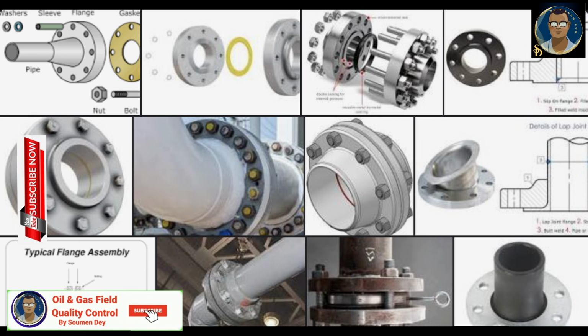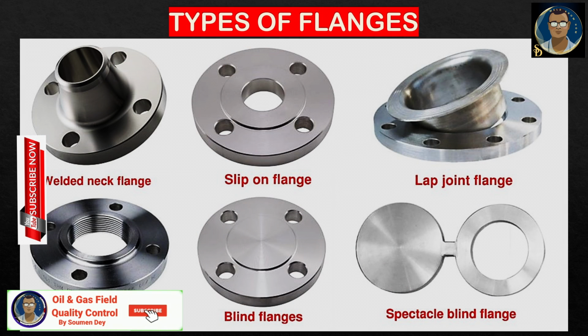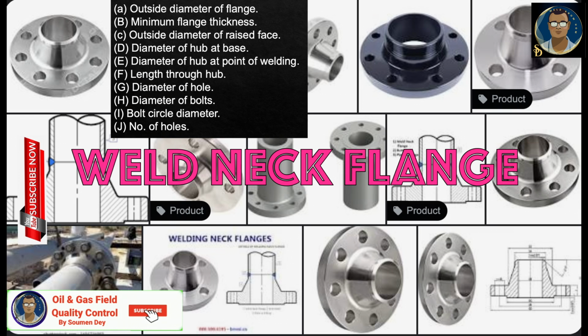So here are the 6 most common types of flange which we will be discussing in this video, extensively used in the oil and gas industry: welded neck flange, slip-on flange, screwed flange, lap joint flange, blind flange, and socket weld type flanges. Let us elaborate on the welded neck flange.